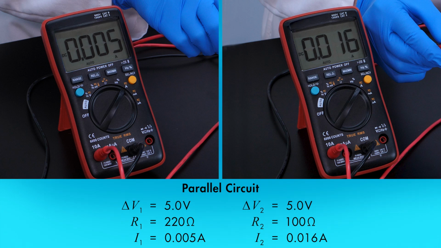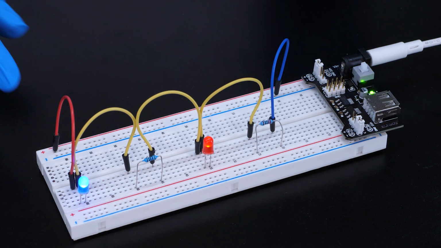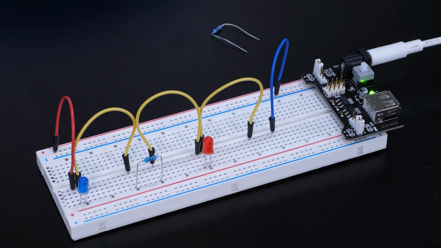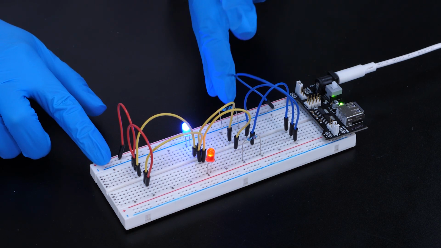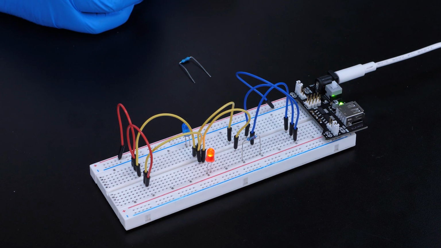The voltage drop was the same across each load, but the current flowing through each load was different. This is consistent with what we know about parallel circuits. A series circuit is easier to set up, but if any component in the circuit fails, the whole circuit shuts down. A parallel circuit is a little more complicated to set up, but if one component fails, the rest of the circuit continues to function.